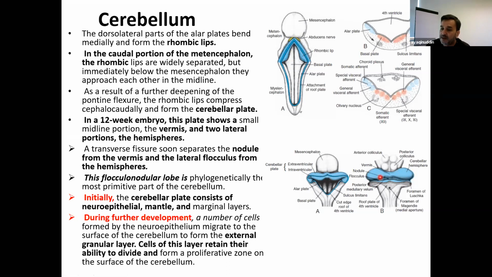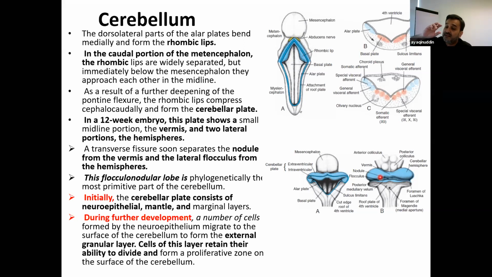But during further development, the neuroepithelial cells which have migrated to the surface of the cerebellum form an external granular layer. These cells keep on dividing in the proliferative zone of the cerebellum, and ultimately this external granular layer is going to give rise to the layers of the cerebellar cortex, which include the molecular layer, the Purkinje cell layer, and the granule cell layer.